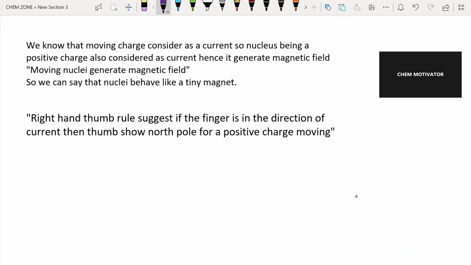Now for the motion of a positive charge, let's apply the right hand thumb rule. मैंने आपको इनिशियली बताया था कि मैं कुछ फंडामेंटल थिंग्स को बताऊंगा, इसलिए मैं इन चीजों को डिस्कस कर रहा हूं. Suppose a nucleus is revolving in this direction, that is anti-clockwise direction. Now as per the right hand thumb rule, if the fingers are in the direction of current, then the thumb shows the north pole. So if the fingers point in the anti-clockwise direction, then the thumb suggests the north pole. So for a nucleus revolving in the anti-clockwise direction, this is the north pole, this is the south pole.